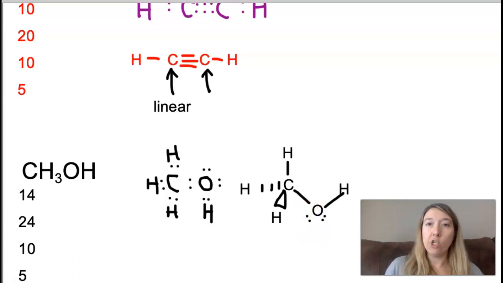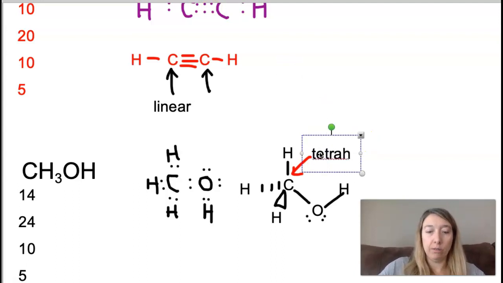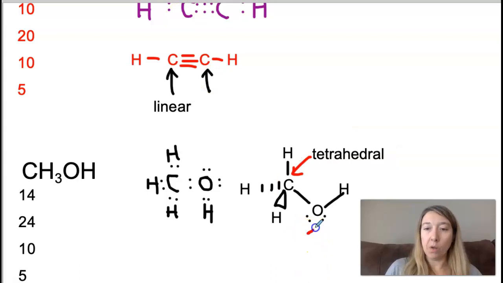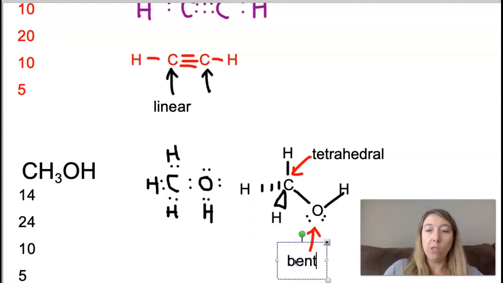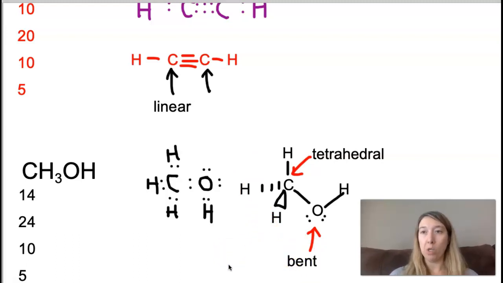So I have two different shapes, right? Around this guy here, we have our tetrahedral. But then around this one, we have bent. Okay, so possible to have more than one shape in a molecule when we have more than one central atom. You are going to get questions like this. Again, you are going to get some time in class to practice with the models. It does tend to help really make it a lot easier to visualize what it looks like. But really important to practice the VSEPR stuff.